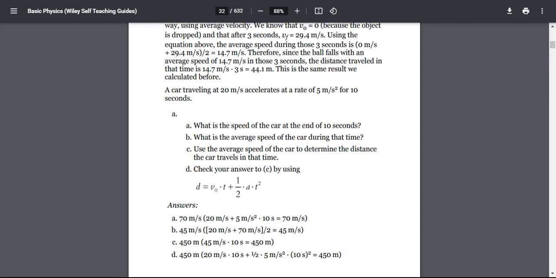Okay, so the third question is, use the average speed of the car to determine the distance the car travels in that time. What time? That time. So we are going to use the average speed to determine the distance. Obviously, we are going to use the short method because we just got the average speed.